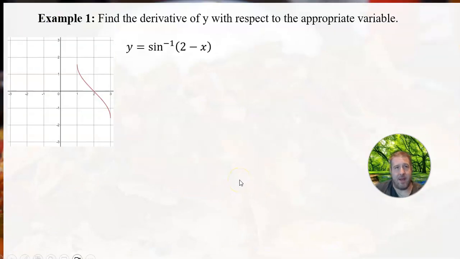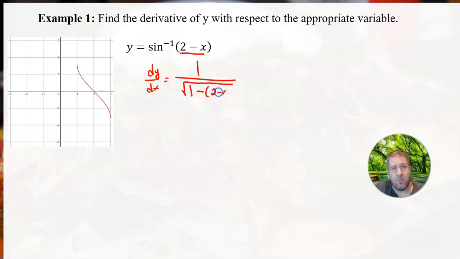All right, let's apply that to this equation. Find the derivative of y with respect to the appropriate variable. So if we want to find dy/dx of the inverse sine of this, dy/dx equals 1 over the square root of 1 minus the argument squared, where the argument is 2 minus x squared, times the derivative of that argument, which would be... what would that be? -1. Now you could clean that up to just this. I wouldn't take the steps to square this. It's really not worth it.